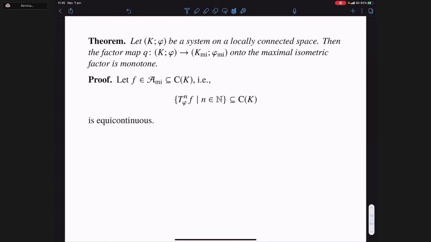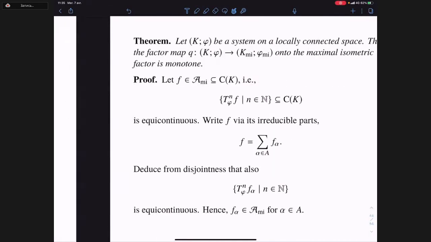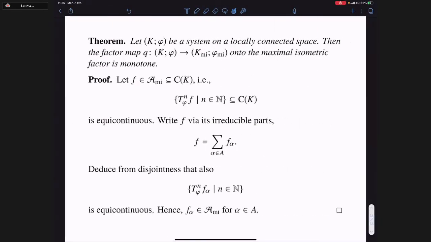Okay, what does it mean to be in the subalgebra corresponding to the maximal isometric factor? It means that your orbit is equicontinuous. So you take the function and you decompose it into these parts, which look something like this. So you take your function and decompose it into the parts that are connected and non-zero. And then you have to show that all these different individual parts also have an equicontinuous orbit.